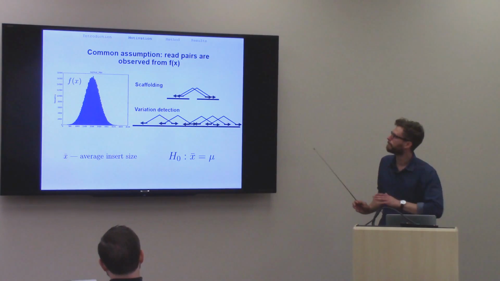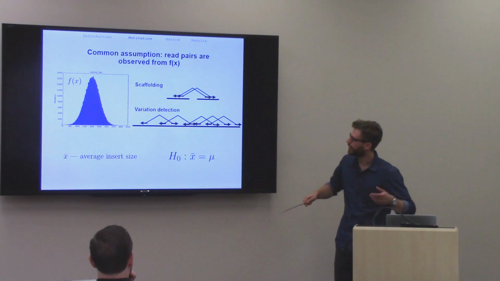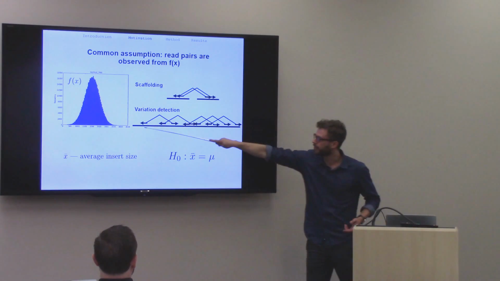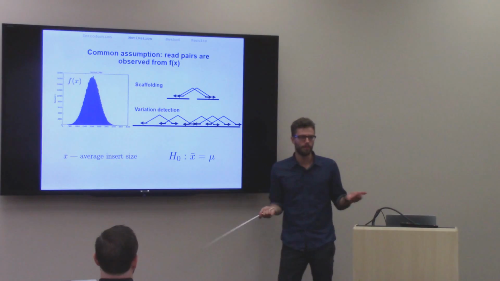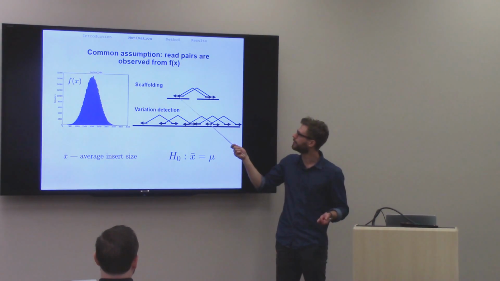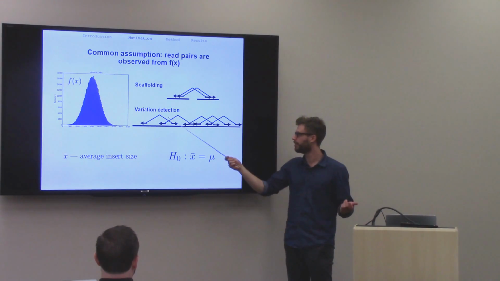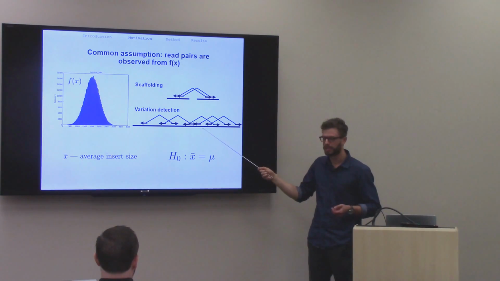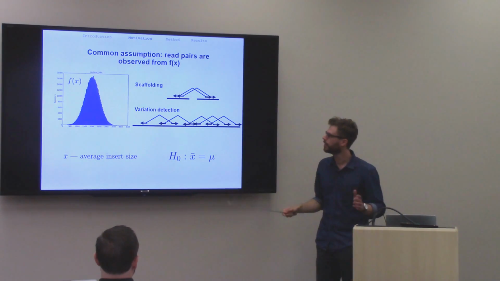A common assumption when working with these read pairs has been that for any given application, say that we do scaffolding, the links spanning two contigs are drawn from this distribution. That's fairly intuitive to say, because if these are all the insert sizes generated from a sequencing run, of course the observations spanning two contigs will be from this distribution. Similarly, in variation detection, if we're testing for an insertion or deletion at this position, all the read pairs spanning this position will also be drawn from this distribution. So that's a common assumption.